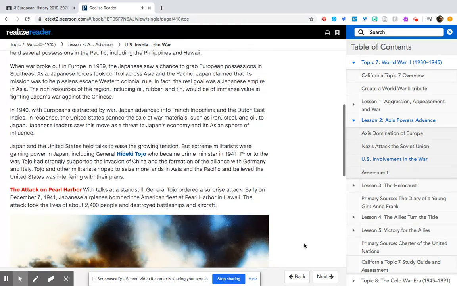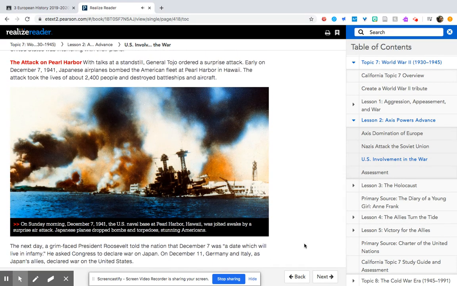The attack on Pearl Harbor. With talks at a standstill, General Tojo ordered a surprise attack. Early on December 7, 1941, Japanese airplanes bombed the American fleet at Pearl Harbor in Hawaii. The attack took the lives of about 2,400 people and destroyed battleships and aircraft. The next day, a grim-faced President Roosevelt told the nation that December 7th was a date which will live in infamy. He asked Congress to declare war on Japan. On December 11th, Germany and Italy, as Japan's allies, declared war on the United States.